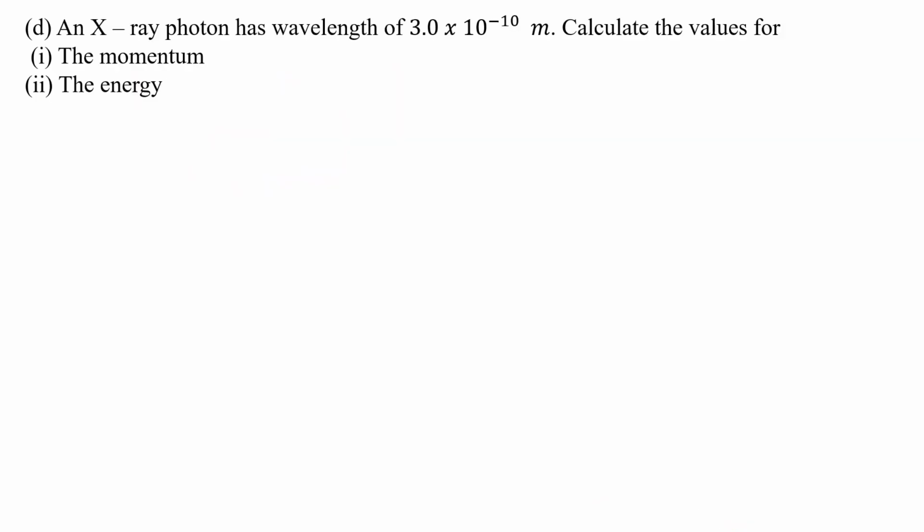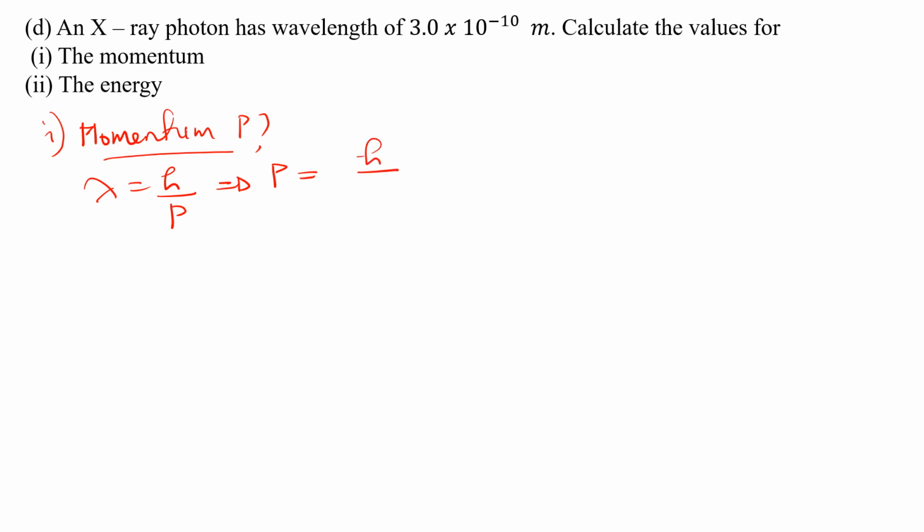Okay, so now we are passing to the D part of the question. The X-ray photon has a wavelength of 3.0 times 10 to the power negative 10 meters. Calculate the values of A, the momentum, Roman 2, the energy. So to begin, Roman 1, we are looking for the momentum P. Now we can use the fact that this energy is quantized, so we can use lambda is equal to h divided by p, where lambda is the de Broglie wavelength, so it means that p will simply be h divided by lambda.